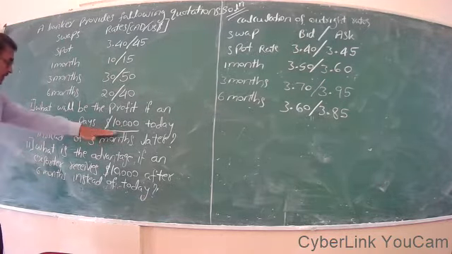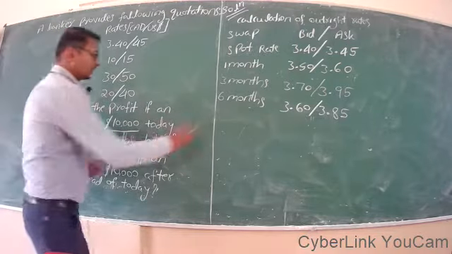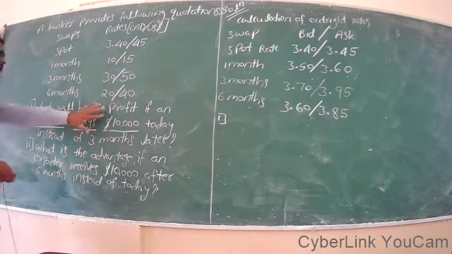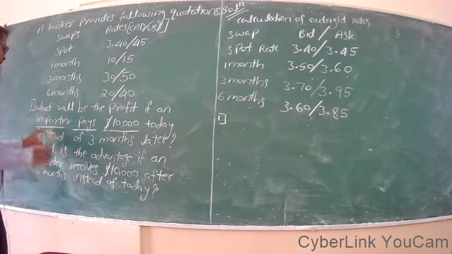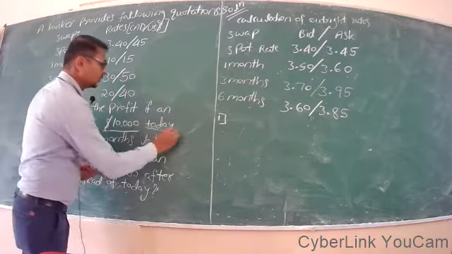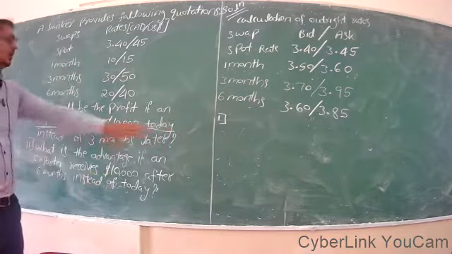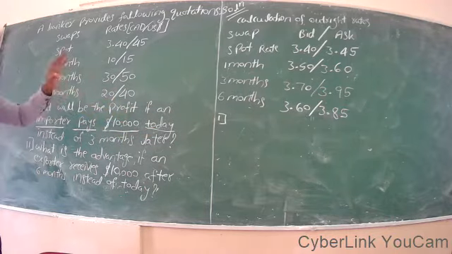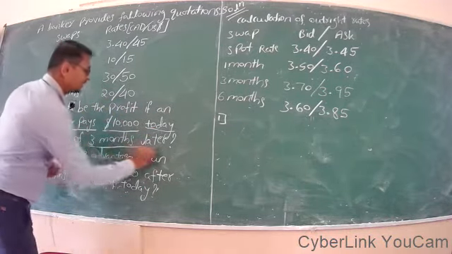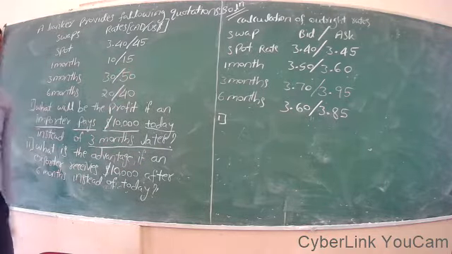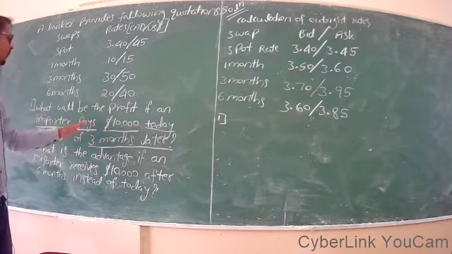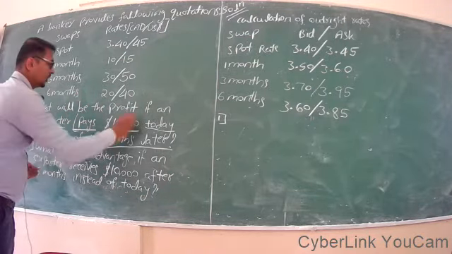So to pay $10,000, they are asking what will be the profit if an importer pays $10,000 today. Today means the spot rate, instead of 3 months later. 3 months later means the 3 months outright rate or forward rate, right? So what will be the profit if an importer pays $10,000?